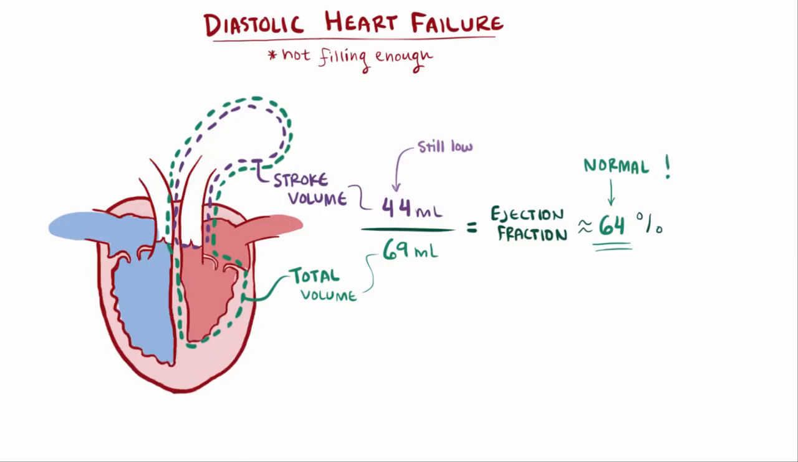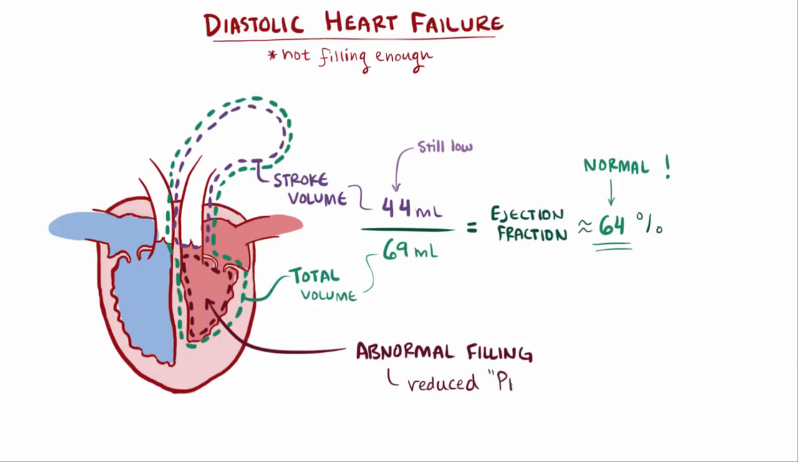In this situation, the failure is caused by abnormal filling of the ventricle so that the chamber doesn't get fully loaded or stretched out in the first place. Another term for this is having a reduced preload, which is the volume of blood that's in the ventricle right before the ventricular muscle contracts.